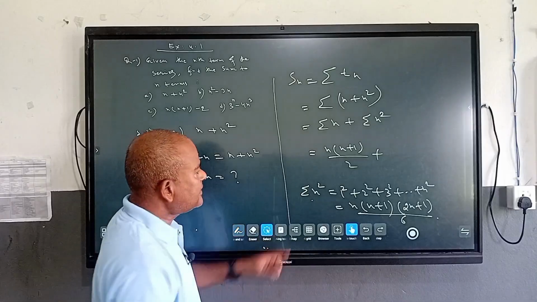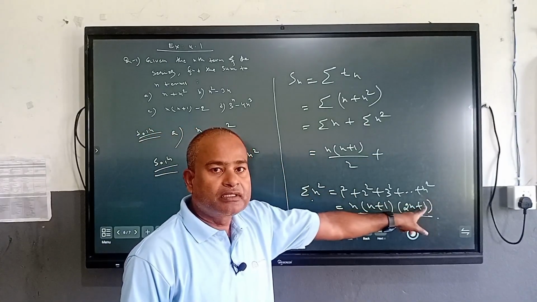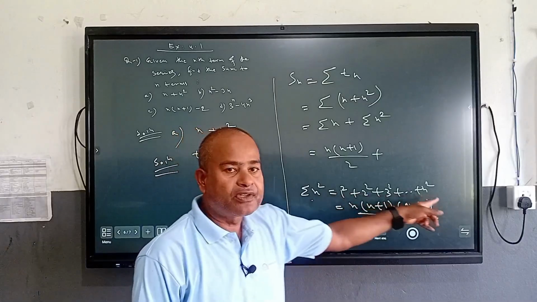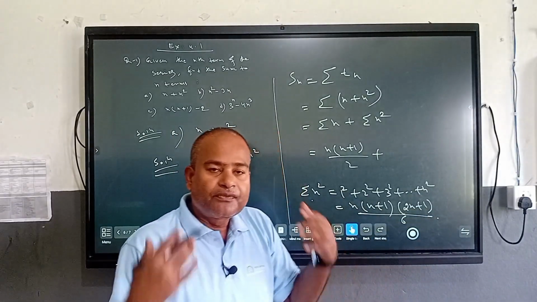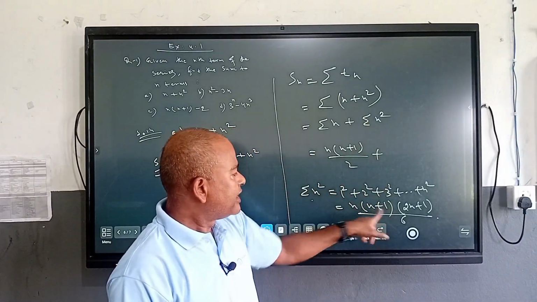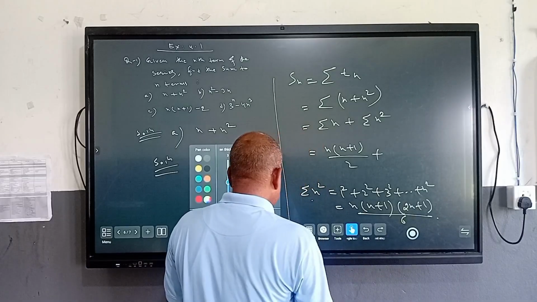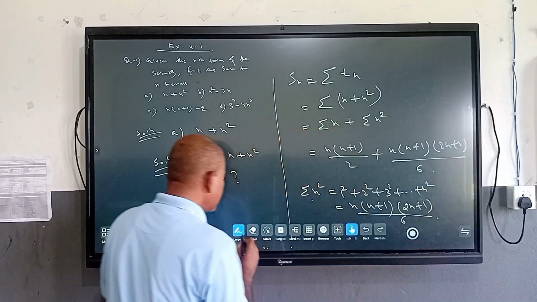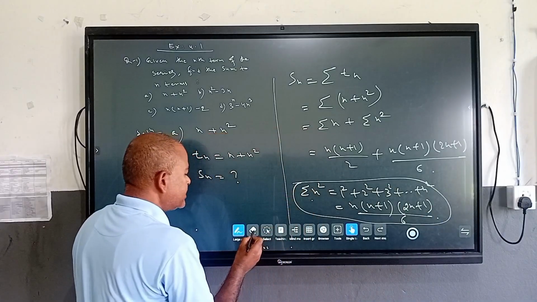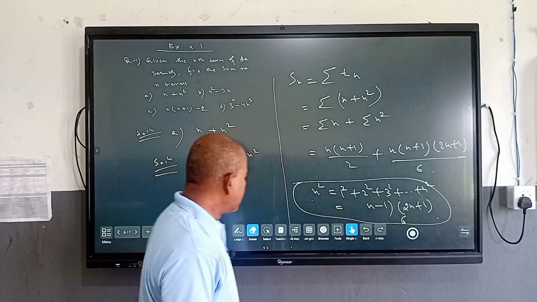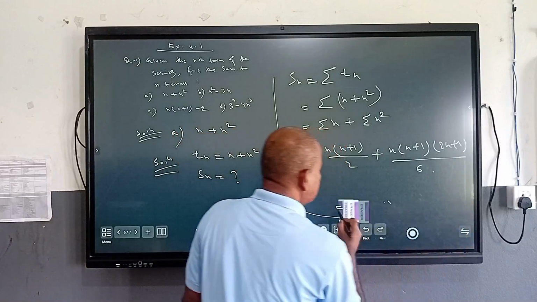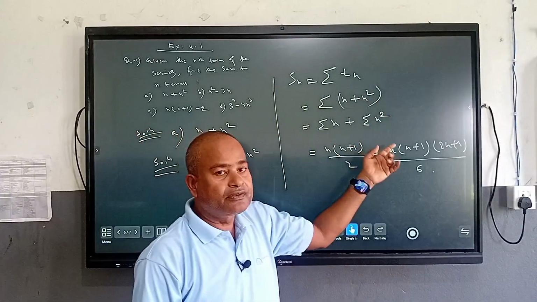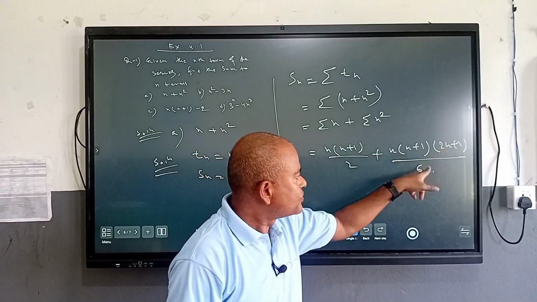Dear students, now summation n square means the sum of the squares of the first n natural numbers, the natural numbers which start from 1. So summation n square we can write as n times n plus 1 times 2n plus 1 over 6. So dear students, the formula for the sum of the squares of the first n natural numbers is n times n plus 1 times 2n plus 1 divided by 6.